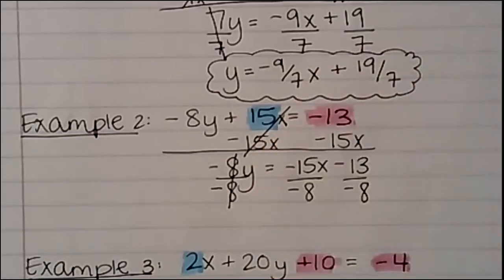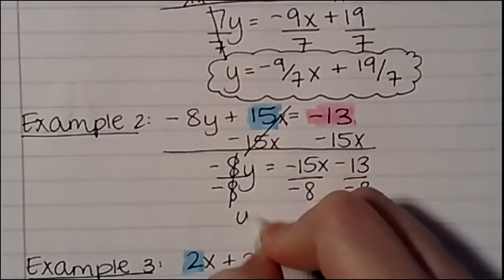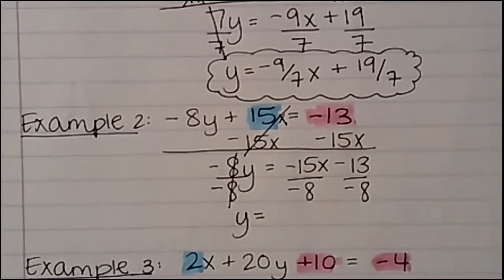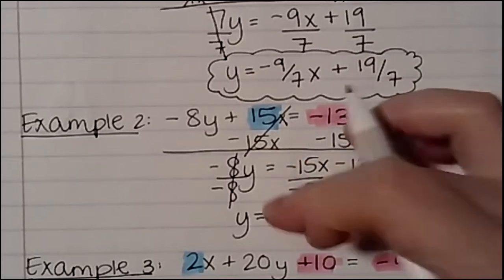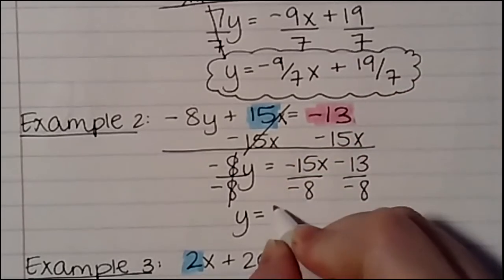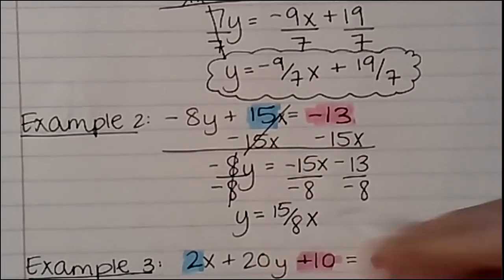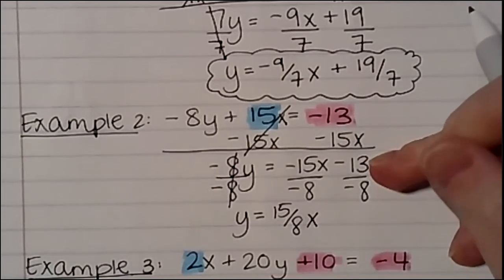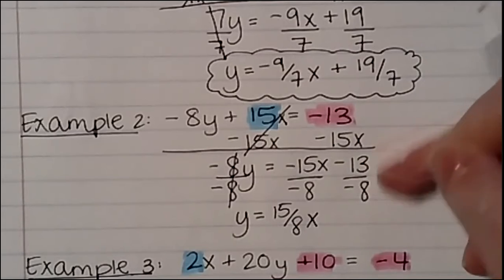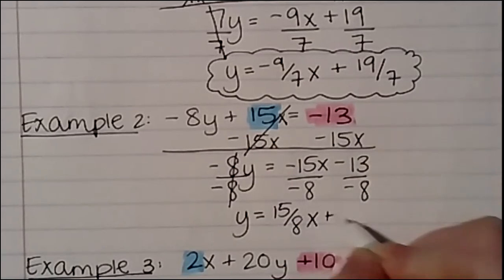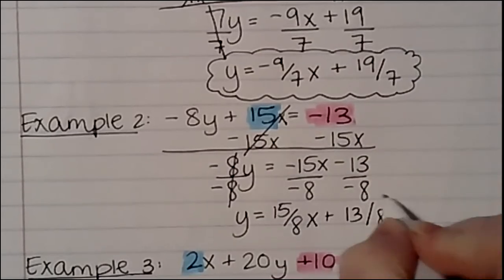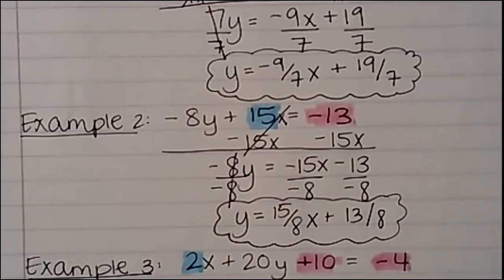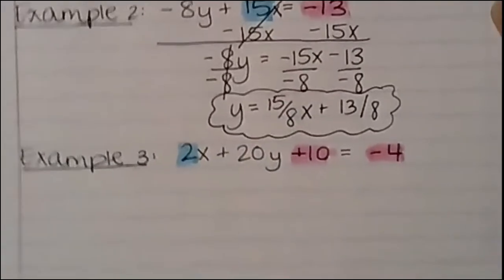These cancel, all right? I'm left with y equals, now again, 8 doesn't go into 15 evenly, but I do know that two negatives make a positive. So I'm left with 15 over 8x. Same thing happened here: I have -13 divided by -8. Two negatives make a positive, so it's just going to be plus 13 over 8. Now, the IXL that you have assigned tonight is going to be a lot easier than this. I just really wanted to show you some difficult examples.